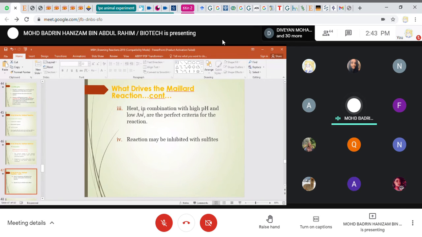So you will need a pentose sugar, you need lysine amino acid, you need high heat, you need high pH, and you need low water activity to give you the optimal condition to drive the Maillard reaction. The reaction may be inhibited with sulfite. It's not really inhibited actually, it's slowed down with sulfite.